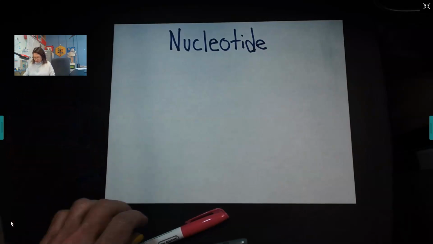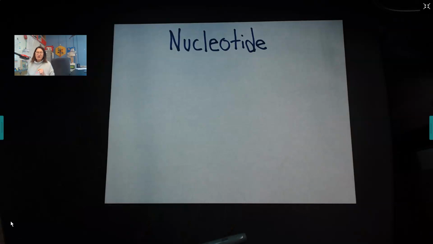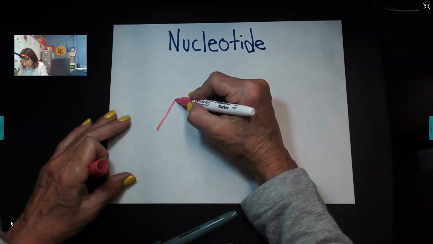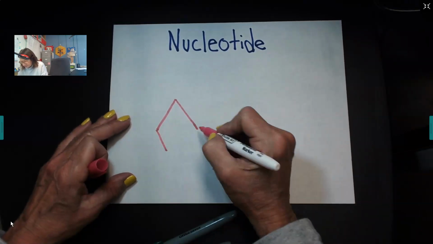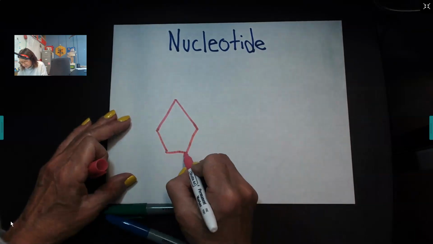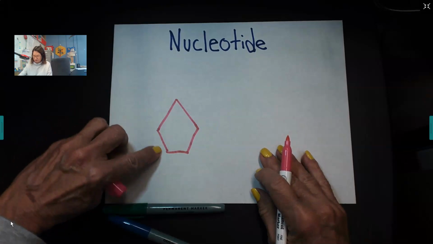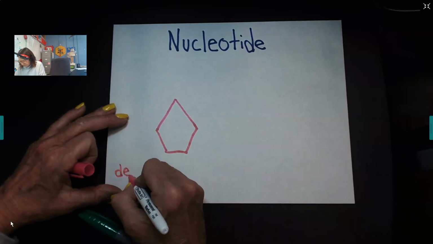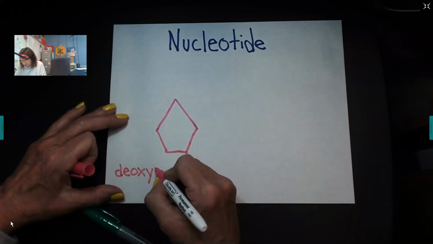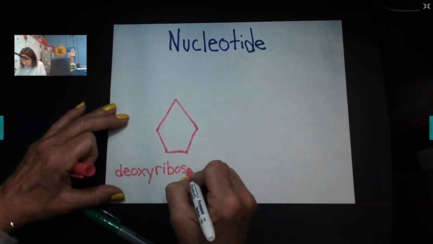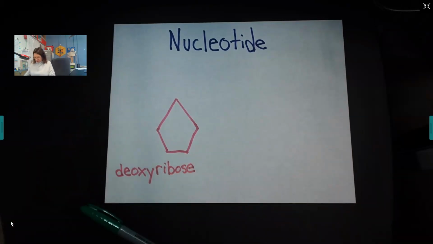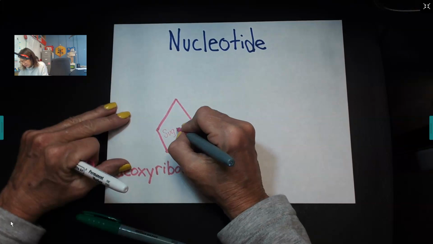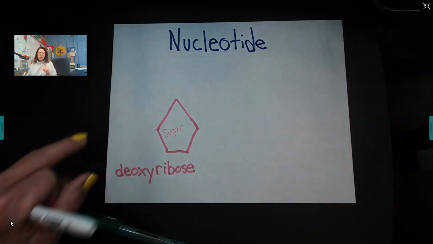What we're going to start with first is our deoxyribose sugar. So I'm going to draw it here. It has five points: 1, 2, 3, 4, 5. And this is a deoxyribose. And this is a sugar, so I'm going to write sugar in here. So this is one part.